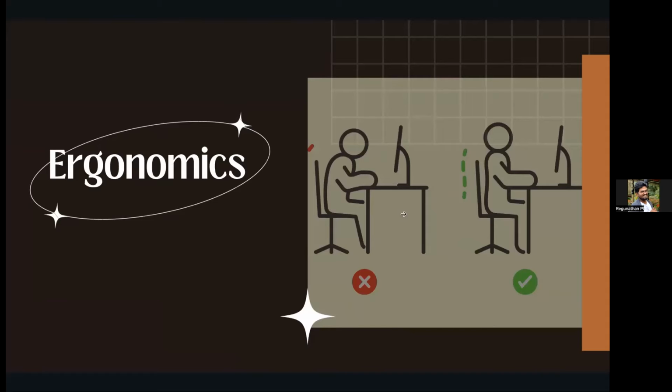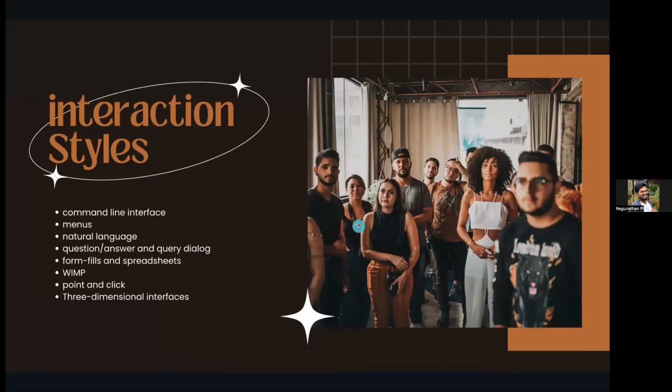So there are particular styles of interaction that we can use with a computer, which basically are the command line interface, where developers interact with the computer, so they can easily navigate and ask the system what to do and what not.